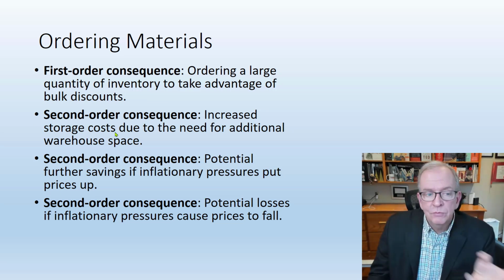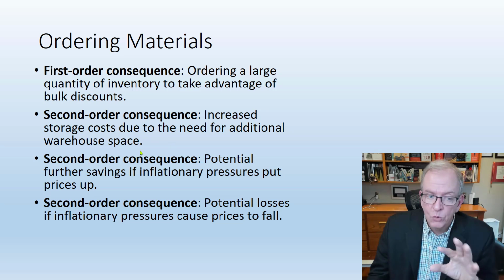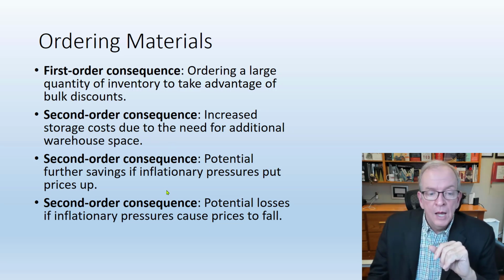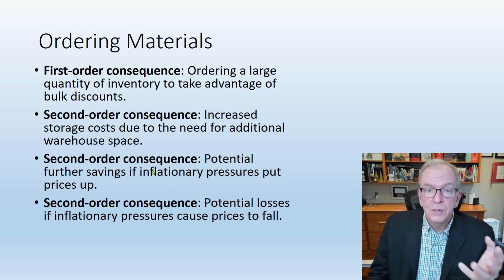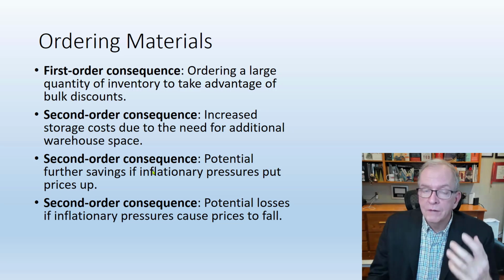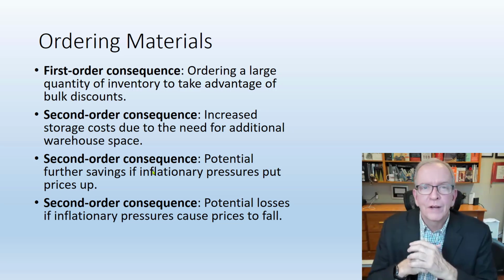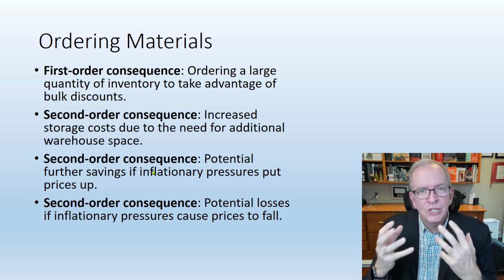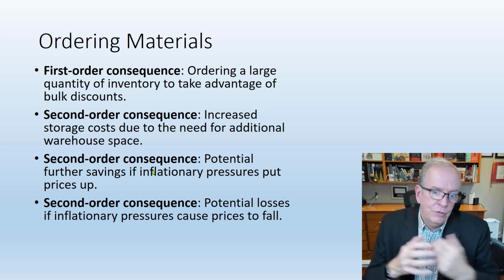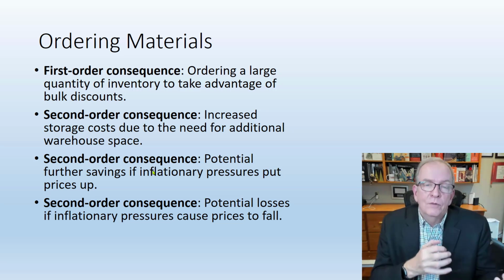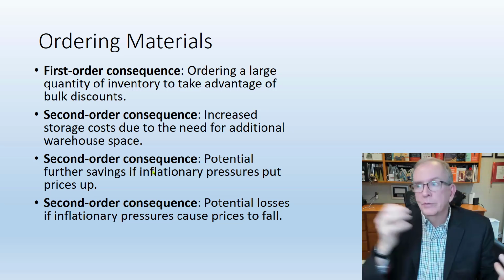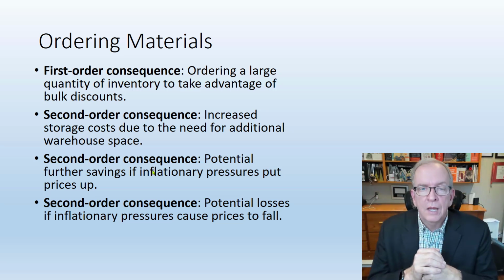Second order consequences: well, there's generally increased storage costs, and we'll unpack that a little bit, due to the need for additional warehouse space or other spaces. You do have a second order consequence. In the last number of years, there have been a lot of supply chain issues and a lot of inflationary issues, which we didn't really have in the period going back 4 or 5 years. But more recently, we've had a lot of inflationary pressures. And so if you bought it now with this discount, you don't have to worry about it going up 10%, 20%, 30% in some cases in the coming months, right?